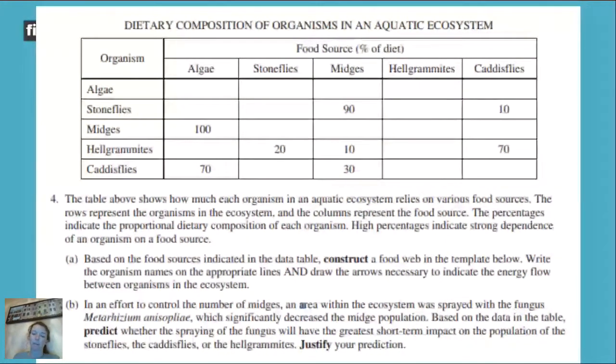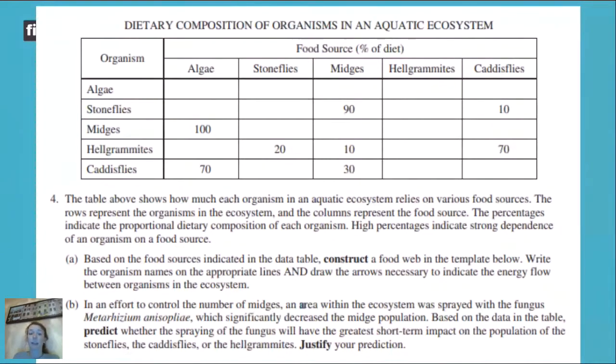They should have had that bolded as well. Then part B, in an effort to control the number of midges, an area within the ecosystem was sprayed with fungus, which significantly decreased the midge population. Based on the data in the table, predict whether the spraying of the fungus will have the greatest short-term impact on the population of stoneflies, caddisflies, or hellgrammits.